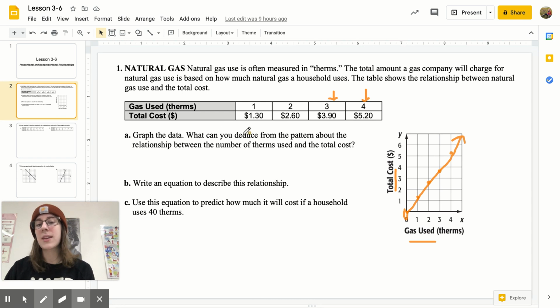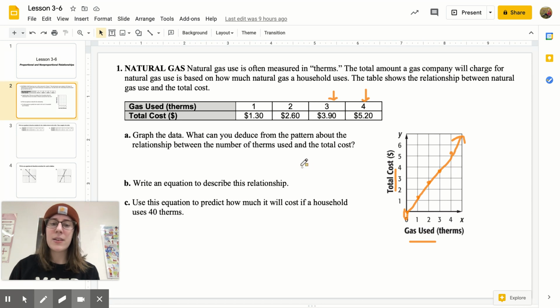I want you to answer what you can deduce from the pattern about the relationship and the total cost. So what they're looking for there is, how much are you paying per gas used in therms? I wanted to say gallons, but it's in therms. So like, how much are you exactly paying each time you increase?